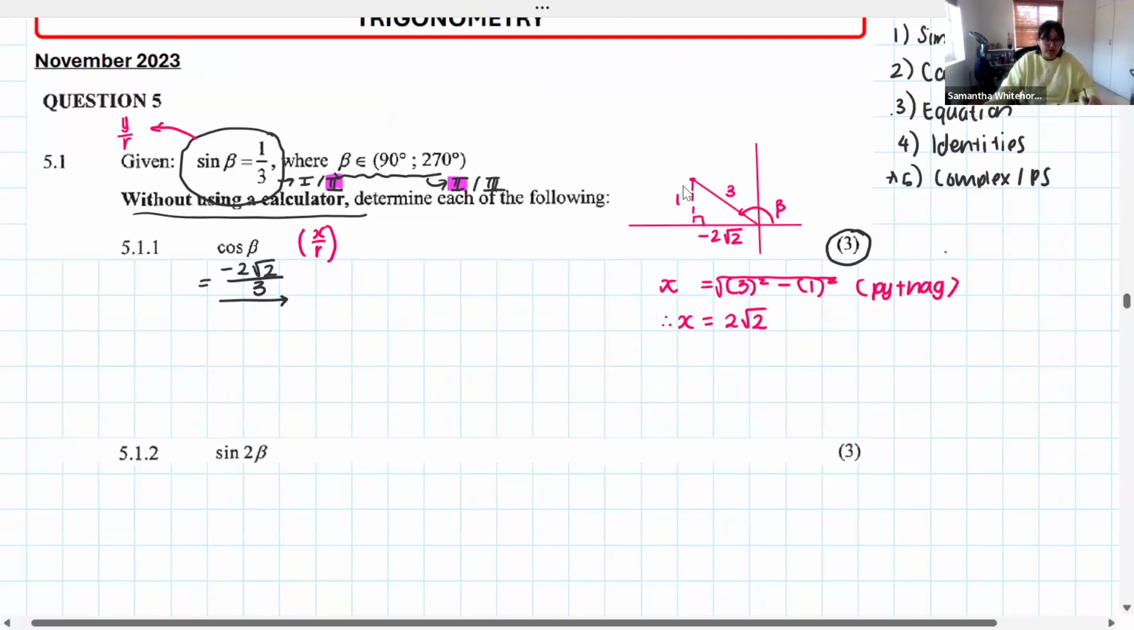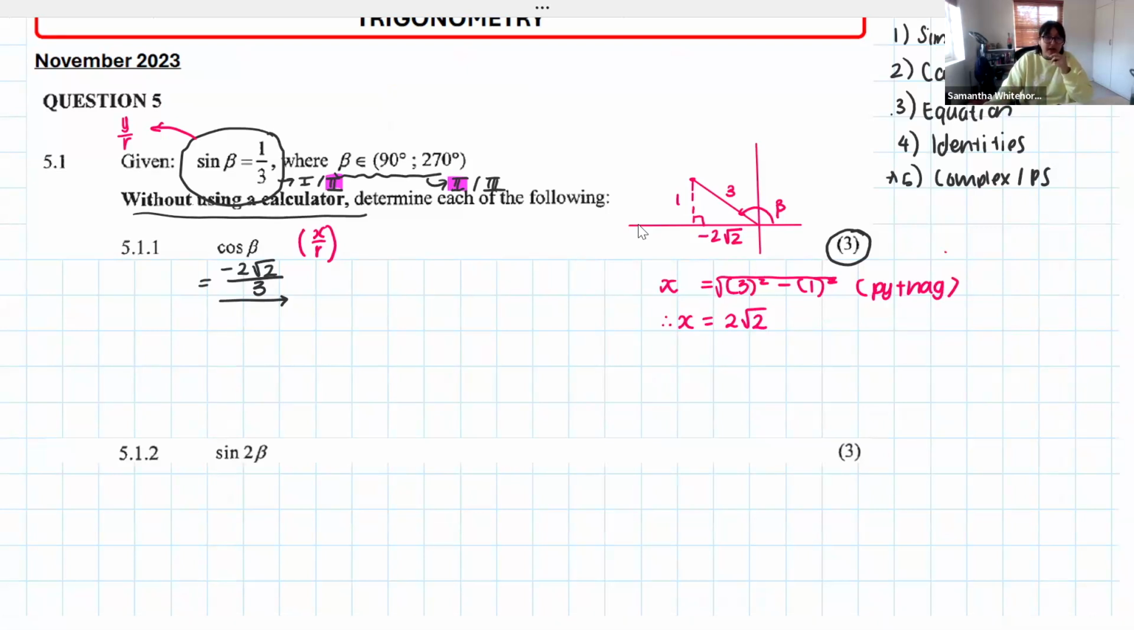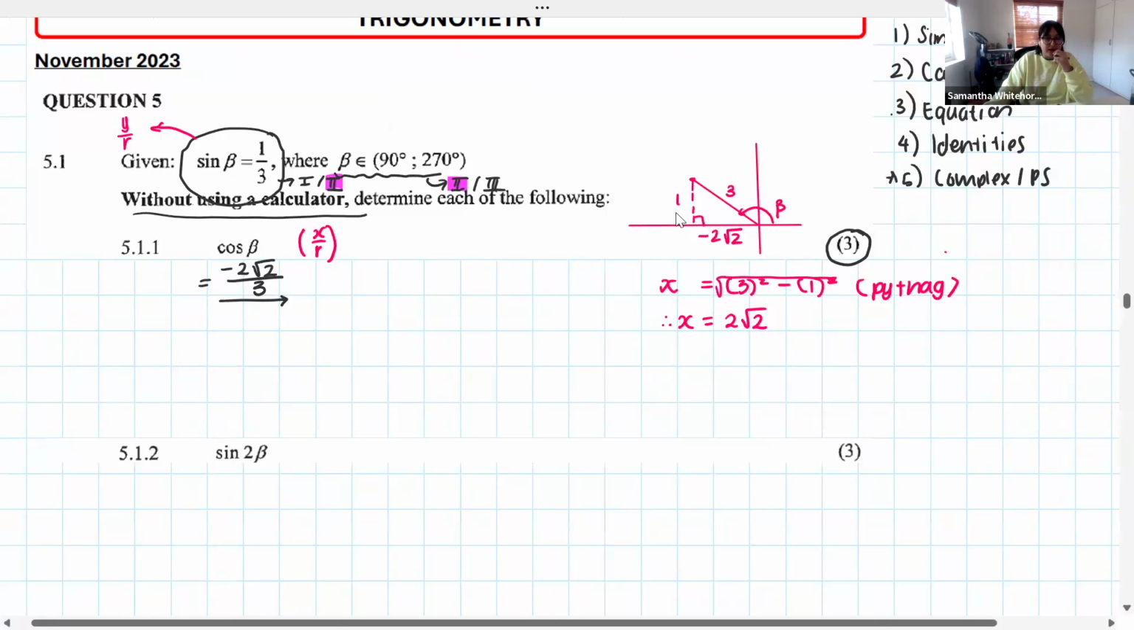Can you see? Yeah, I'll do that now. Sorry, I'm just on the trig train here. I will show you the mark allocation now. I did explain it earlier, but I will explain it again.